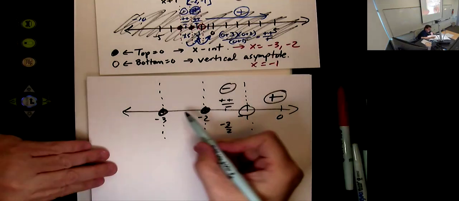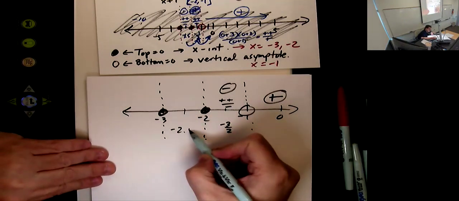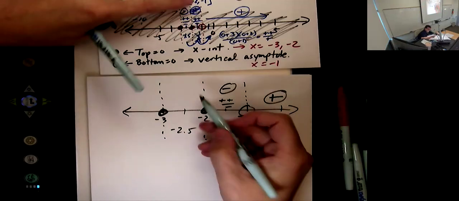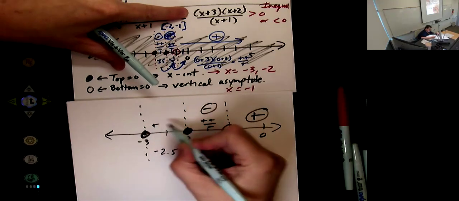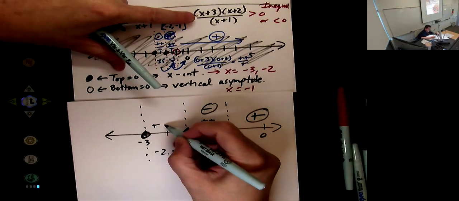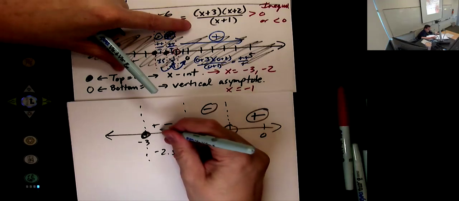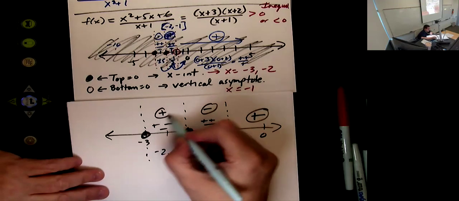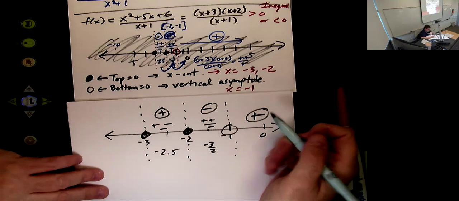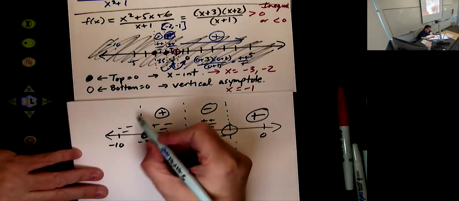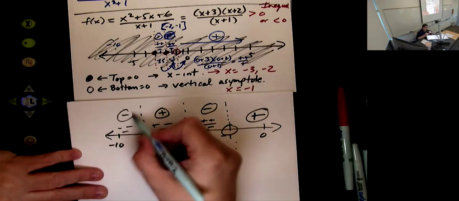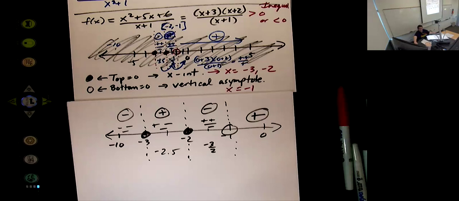We check -2.5, like somewhere in the middle. The first one on top, x plus 3, is still positive. X plus 2 at -2.5 is -1.5, so that's negative. And the bottom's negative, so this overall region is positive. And if I check like -10, they should all be negative, which, there's 3 negatives, an odd number of negatives, so that's a negative region. Alright, let's come over here and plot this on Desmos.